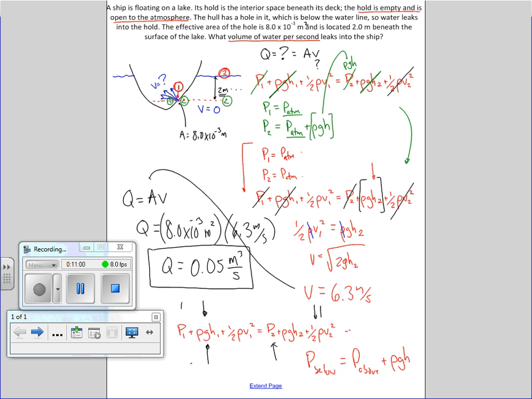We're probably a little more used to, in static cases, just using that expression for pressure at a depth, but they come from the same place.